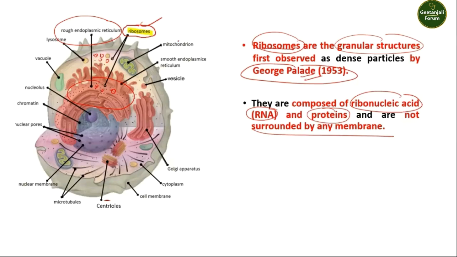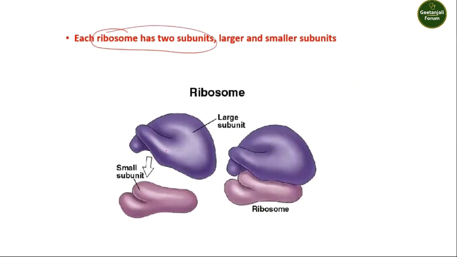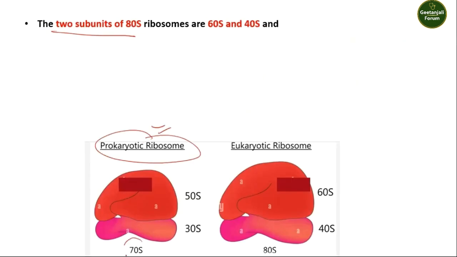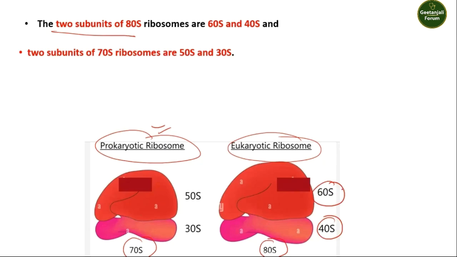We have seen that mitochondria have membrane, chloroplast also have membrane, endoplasmic reticulum have membrane, but there is no membrane present in ribosomes. Each ribosome has two subunits. One is larger and the other smaller subunit. This is large subunit and this is small subunit, and both of them together form ribosome. In prokaryotic cell, 70S ribosome is found, while in eukaryotic cell, ribosome is 80S. The 80S ribosome is made up of 60S and 40S. Eukaryotic ribosome is made up of these two subunits. The 70S ribosome of prokaryotic cell is made up of 50S and 30S.